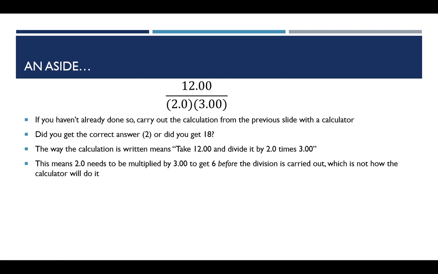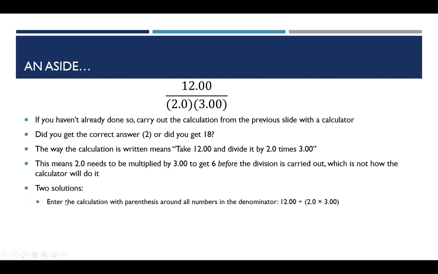So there are 2 solutions for this. Number 1, you can enter the calculation with parentheses around all the calculations in the denominator. So you could say 12 divided by parentheses 2 times 3. Okay? If there were more numbers in the numerator, you could put those between parentheses as well. That's not the most efficient way to do it.